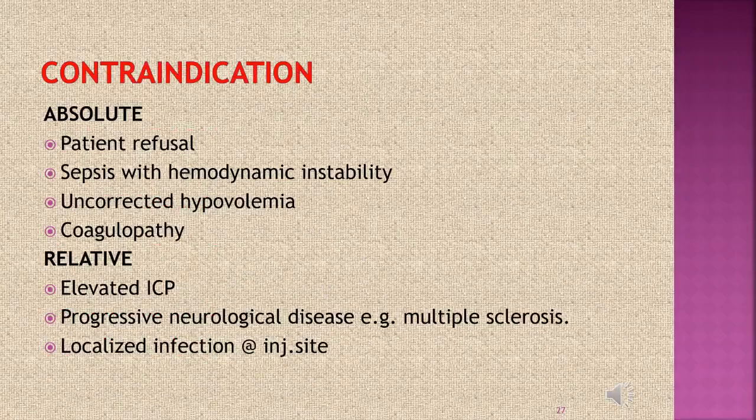What are the contraindications of epidural anesthesia? Patient refusal, sepsis with hemodynamic instability, uncorrected hypovolemia, and coagulopathy. These are absolute contraindications for epidural anesthesia, whereas elevated ICP, progressive neurological disease, for example multiple sclerosis, and localized infection at the injection site are found to be relative contraindications.